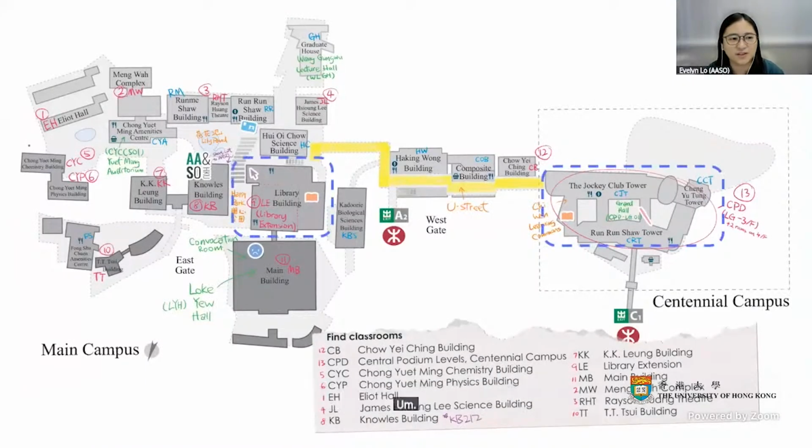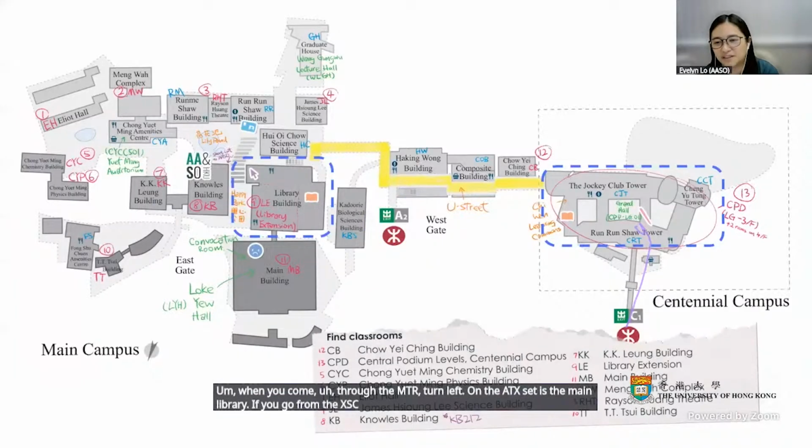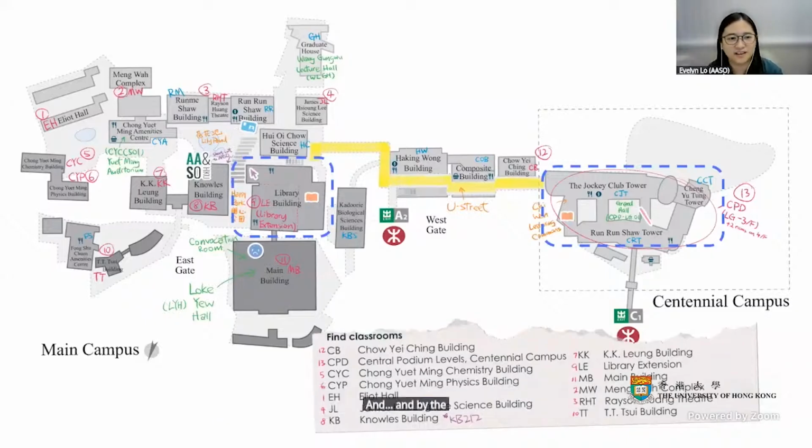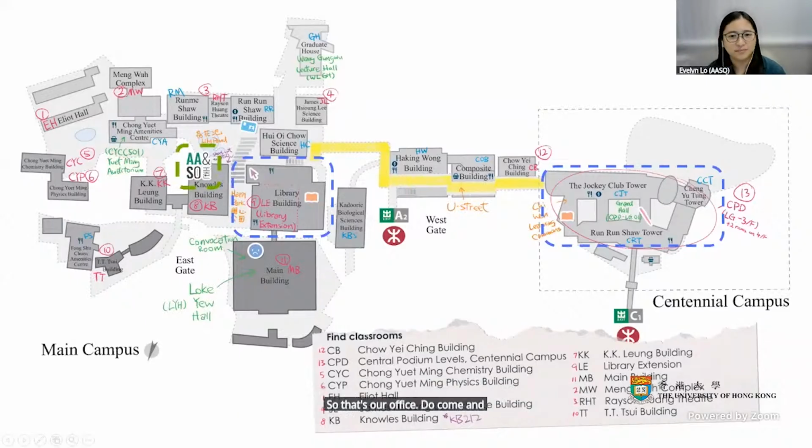If you come through the MTR, turn left. On the A2 exit is the main library. If you go from exit C, basically the whole Centennial campus, you will be able to find the Chihuahua Learning Commons in there. And by the way, if you're looking for us, we are right next to the library. So that's our office. Do come and visit us.